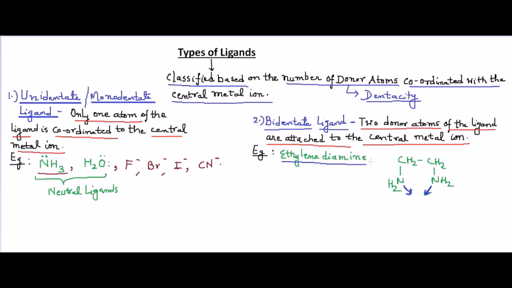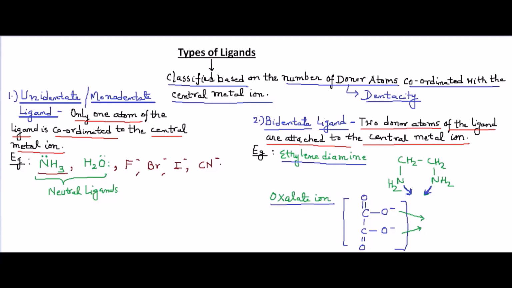which is the bidentate ligand. Another example of a bidentate ligand is the oxalate ion. Looking at the structure of the oxalate ion, we can understand how it is a bidentate ligand. As you can see, there are two negatively charged oxygen atoms. These two are the donor atoms of the oxalate ion. So it has two donor oxygen atoms. That is why it is a bidentate ligand. This is an example of a bidentate ligand.